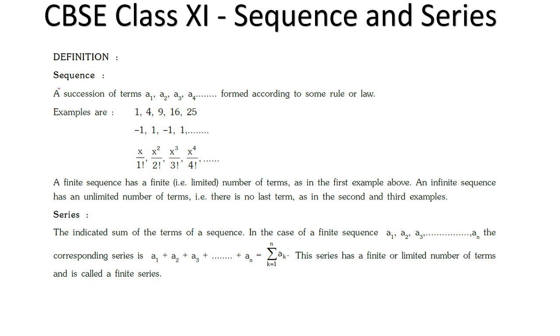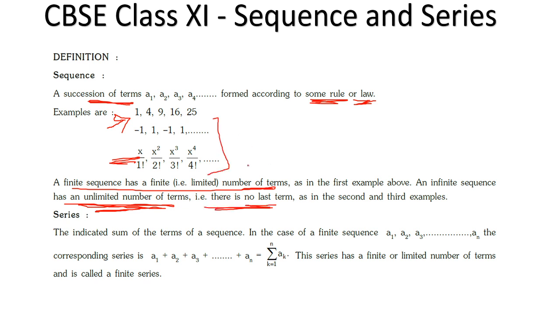Next, we have the definition of a sequence, that is a succession of terms, that is a1, a2, a3 and a4, that is the first term, second term, third term and fourth term, formed according to some rule or law. We have 1, 4, 9, 16, 25, we have minus 1, 1, minus 1, 1, and so on. So a finite sequence has a finite number of terms, which is given in the very first example, example 1. An infinite sequence has an unlimited number of terms, that is, there is no last term. It's given in the second and third examples.